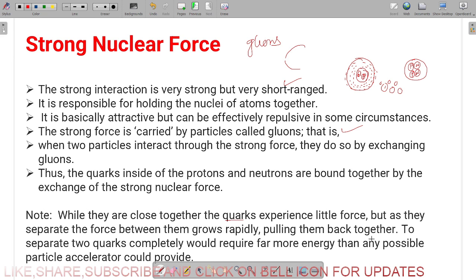To separate two quarks completely would require far more energy than any possible particle accelerator could provide. Why do we call this force the strong force? Because if you want to separate those two, that is protons and neutrons, we require a very strong force to separate those particles. That is why we call it a very strong force.